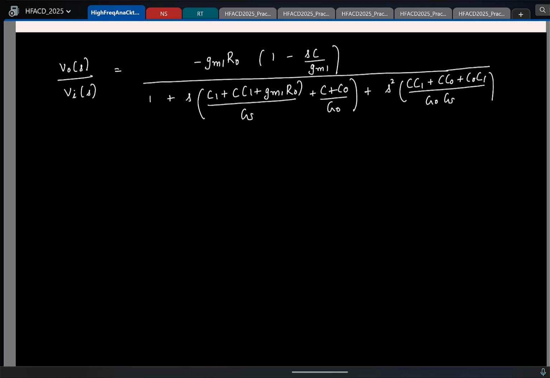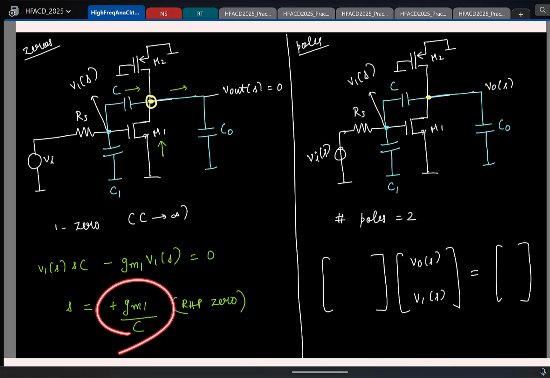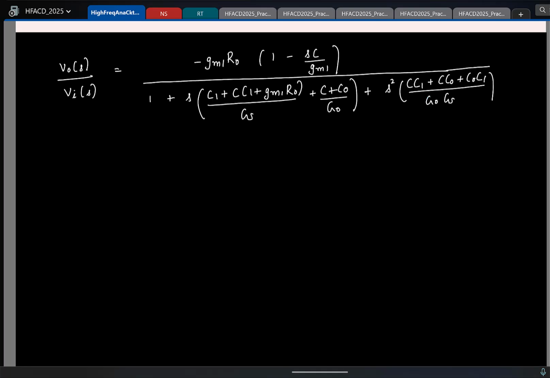So let's try to make sense of this. Write it in the standard form. The DC gain, which is minus gm times something, and what is the zero frequency here? From this, what is the zero frequency? And that's what we also calculated, so that at least tallies. And then I have a second order polynomial.